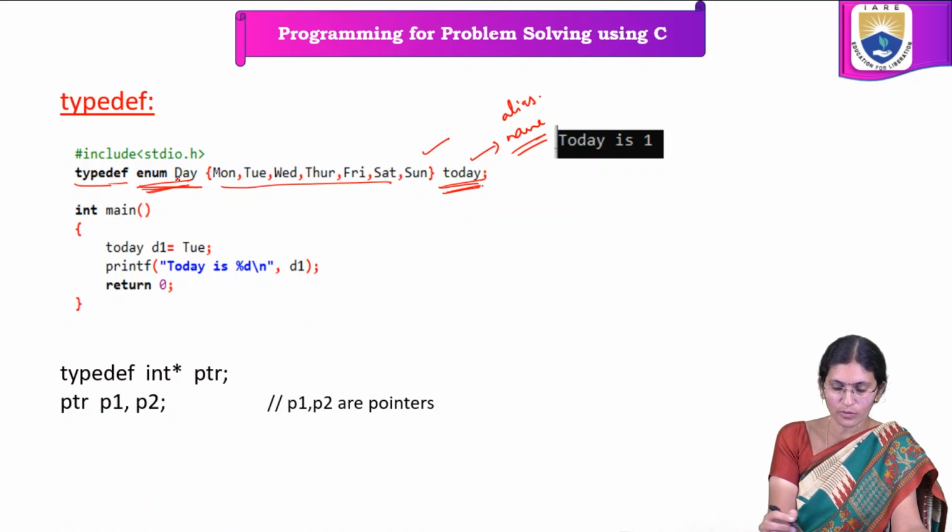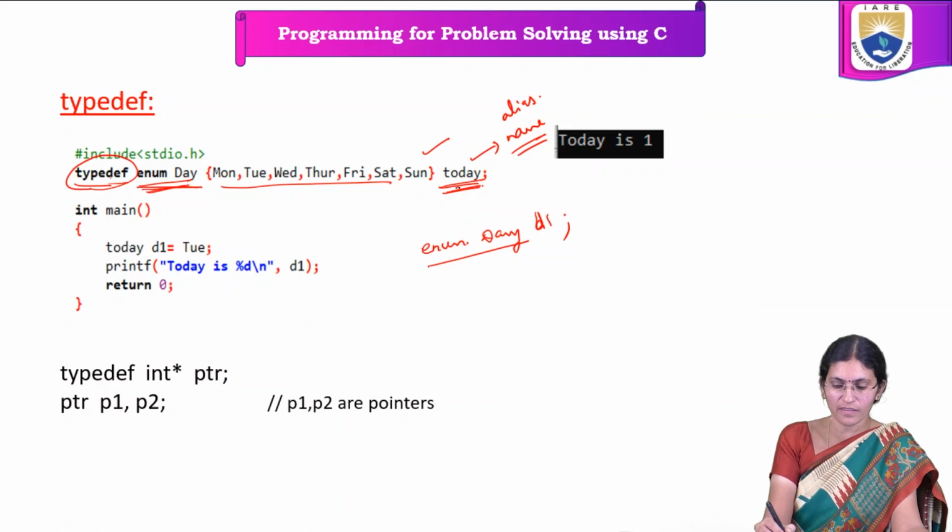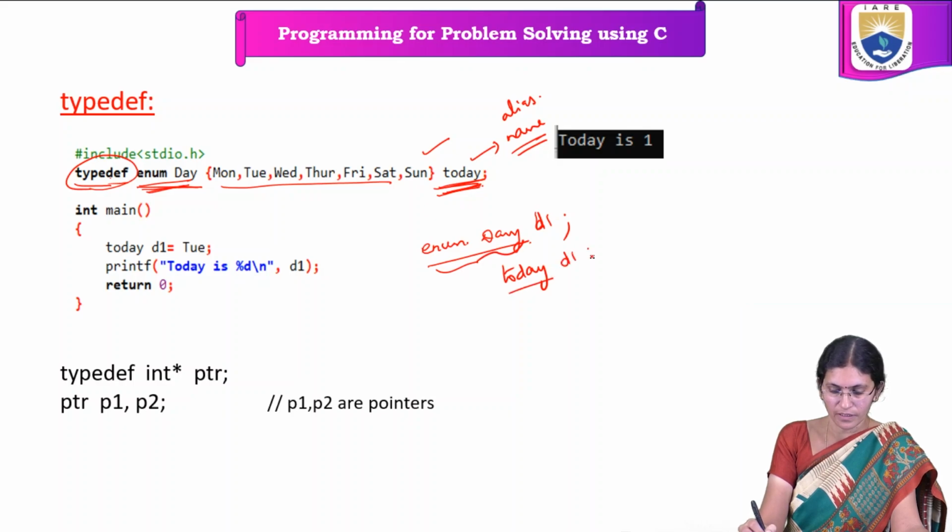Without this typedef keyword, we would have to declare a variable in the int main function as enum day and then, suppose, d1. Now we can replace this with the new name given. Instead of this, we can write today d1. That is what we have done here. d1 is a variable of type today. Today is the new name given to the data type enum day.